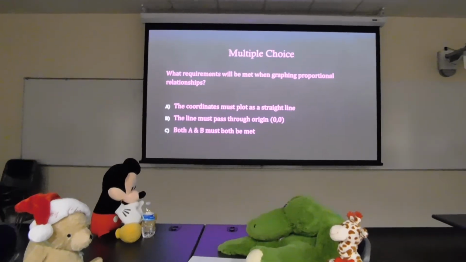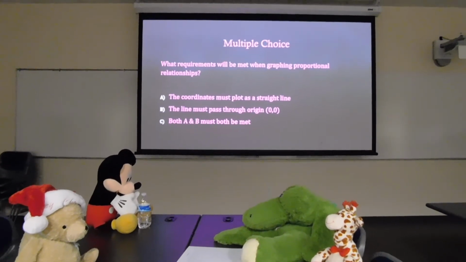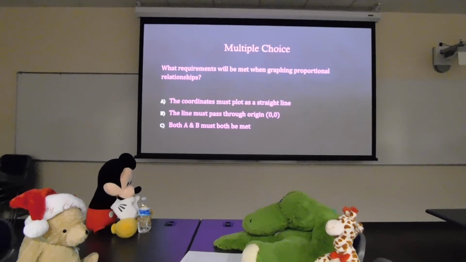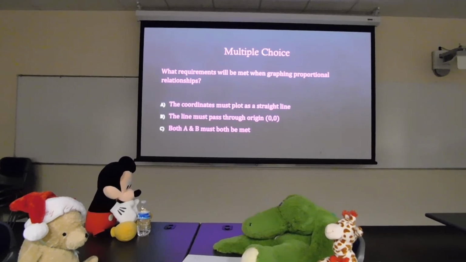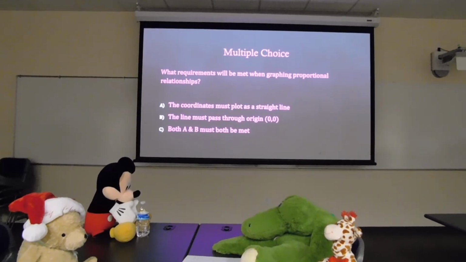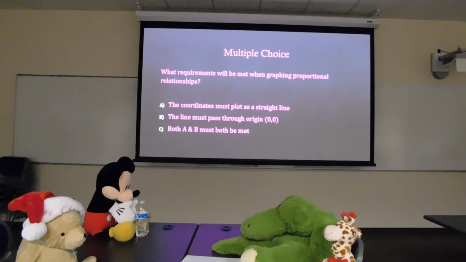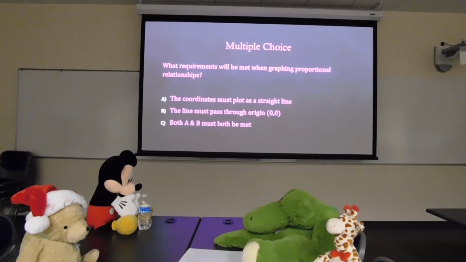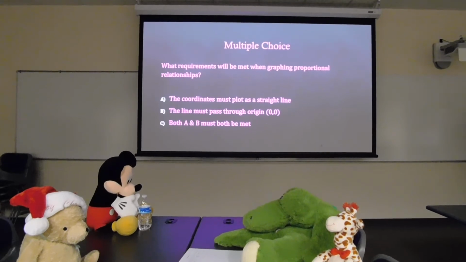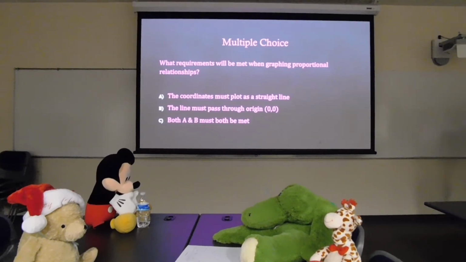Next multiple choice. What requirements will be met when graphing proportional relationships? A, the coordinates must plot a straight line. B, the line must pass through the origin. Or C, both A and B, both must be met. Please use your devices to select your answer.